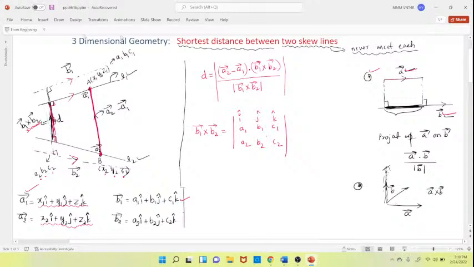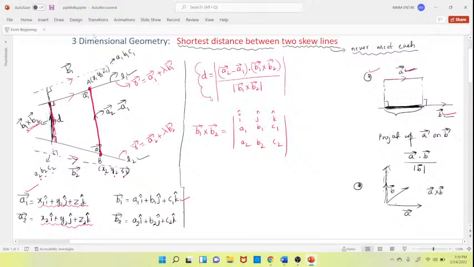One condition you have to remember: L1 is the line whose equation is given by r equal to a1 vector plus lambda times b1, where a1 is the position vector of a point on that line. And the line L2 equation is given in vector form, that is r equal to a2 plus lambda times b2. Clear? a1 is the position vector of point A, and a2 is the position vector of point B.